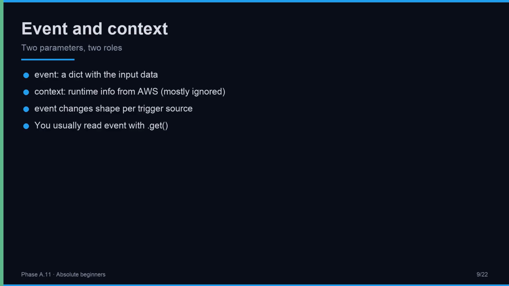The second parameter, context, is an object Amazon passes with runtime information: how much time is left, the function name, the request id. In practice, beginners almost always ignore context. It exists, but you rarely use it. Focus on event. Input in, metadata out.